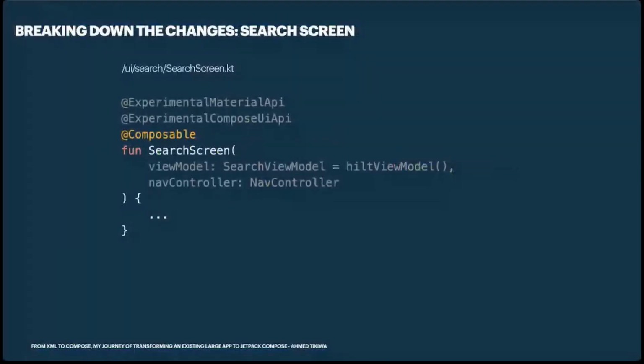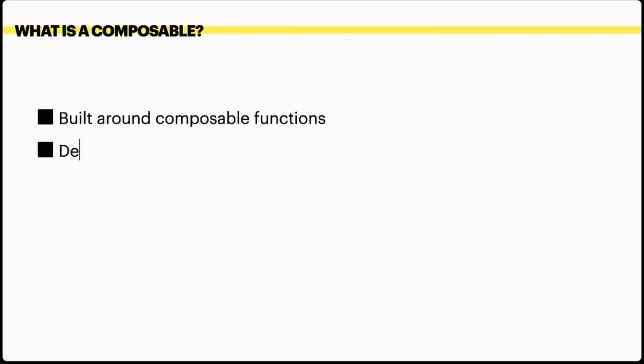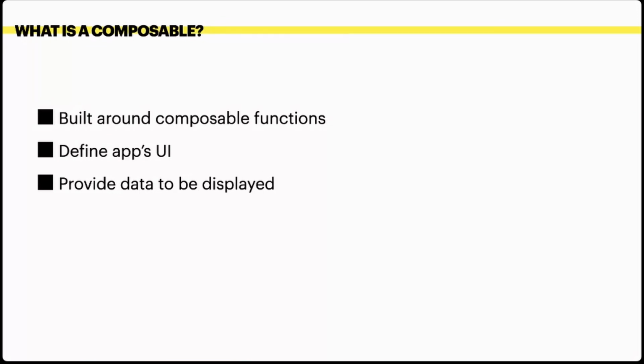So this is how I've defined my composable, and I've called this search screen. This is a function annotated with @Composable. However, you ask, what is a composable? Jetpack Compose is built around composable functions. Within these functions, you can define your app's UI programmatically by describing the UI of your app, how it should look. And also, you provide the data necessary to be displayed.